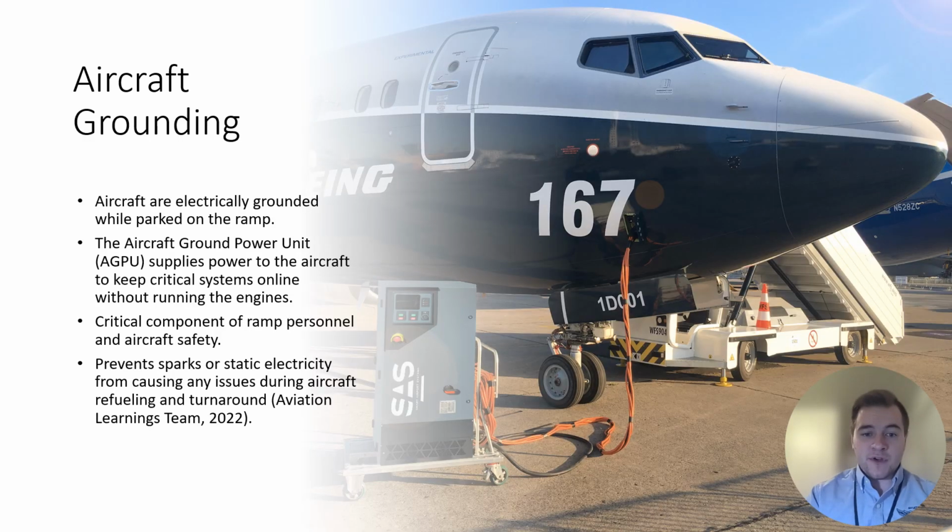Grounding. So there's an aircraft ground power unit, and it supplies power to the aircraft to keep critical systems online without having to run the engines because, like I said, safety is paramount. We don't want people getting ingested by the engines because that would be very unfortunate. So it's also a critical component of safety because it also helps prevent sparks or static electricity from causing any issues during turnaround time.